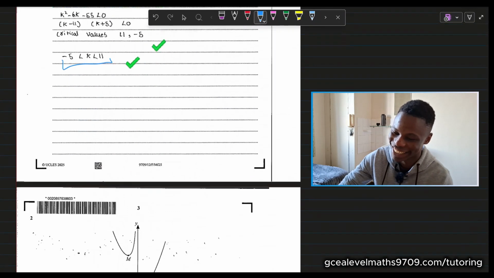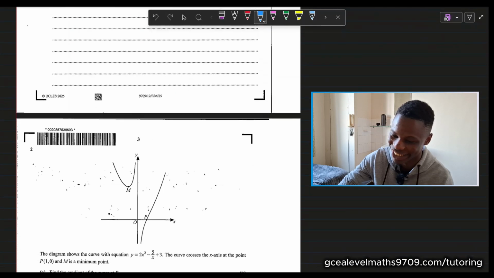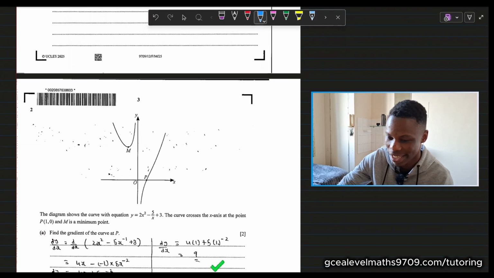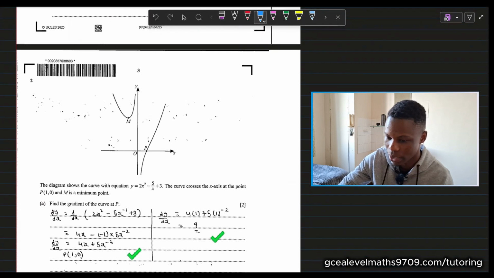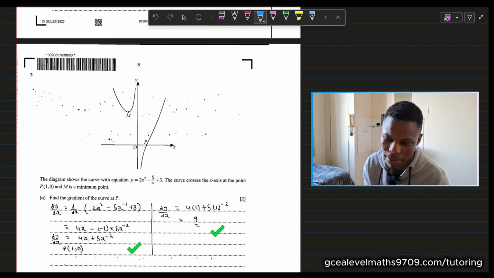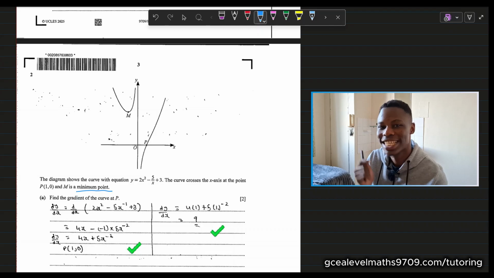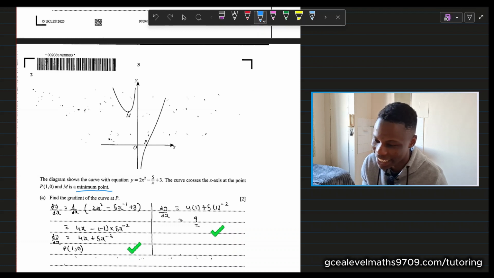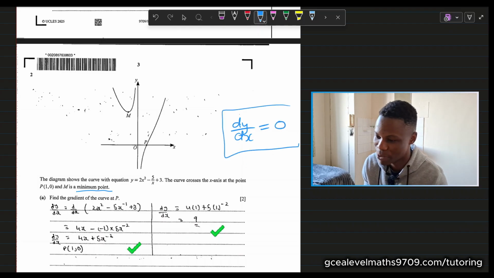Then we go on to question number 2. Right, so this one starts off with part A. If you read the question, you notice it's probably going to lead into some sort of differentiation, right? Because we're talking about a minimum point. And the first thing that should come to mind, whenever you see a minimum point, is dy dx. At a minimum point, at any stationary point, dy dx is equal to 0.